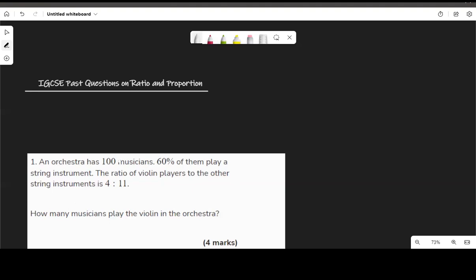Okay, the total number of musicians here is 100. And out of this 100, only 60% play string instruments. So we need to get the number of people that play string instruments from this 100. 60% of 100 is 60% over 100 times 100. 100 cancels 100. So 60 musicians play string instruments.